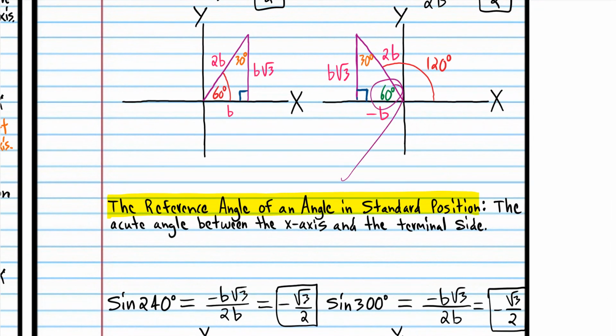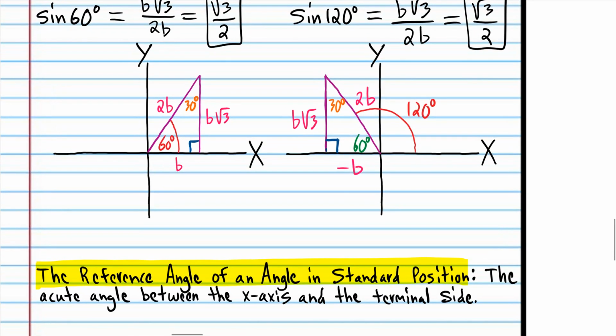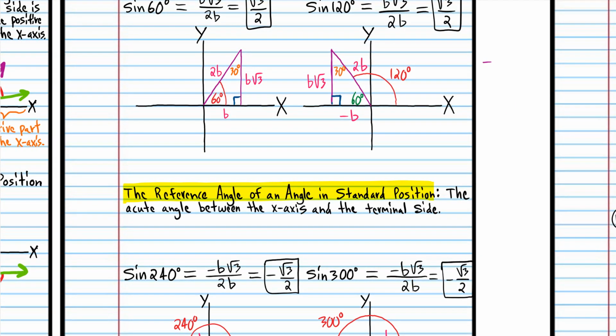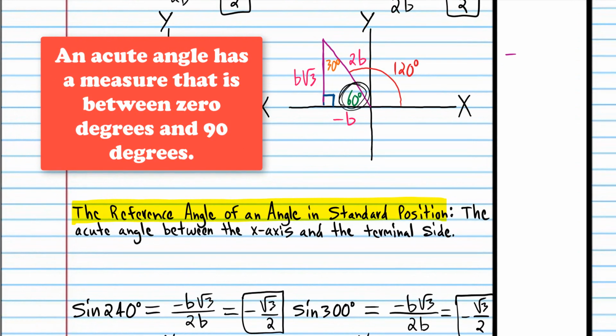So this green angle we call the reference angle, because even though our angle is 120 degrees, we can't really use that in a right triangle. Because if this angle is 90 degrees, this angle can't be 120, because that would not be possible. Remember, all the angle measures have to add up to 180 degrees. So if you add 120 with 90, you get 210 degrees. That doesn't leave any room for the third angle. Plus, this is way bigger than 180 degrees. So the reference angle is the acute angle between the x-axis and the terminal side. So it's this angle here.